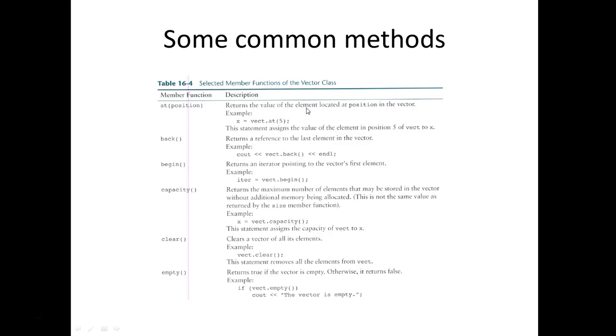at is one that you might use in your semester project if you're looking for a particular animal or you're looking for a particular item. back refers to the last element in the vector. The other one that you might use a bit is clear, which clears all the elements of a vector, and then empty, which returns true if the vector is empty. We're going to look at a code example that implements this next.